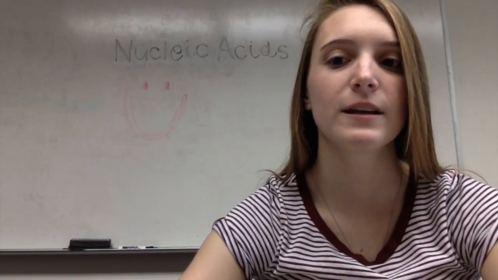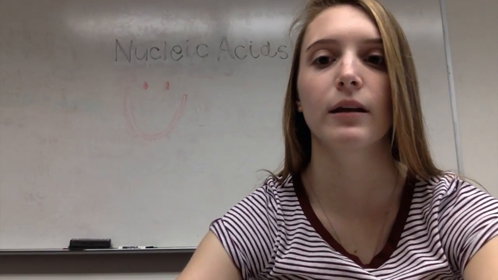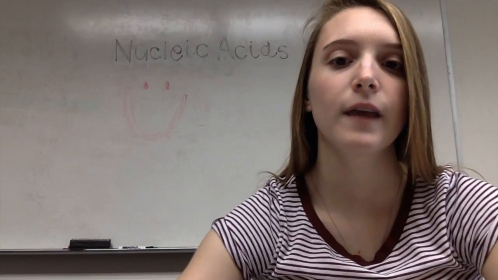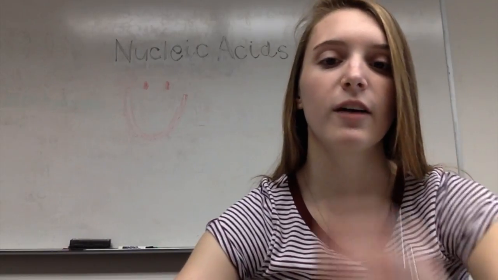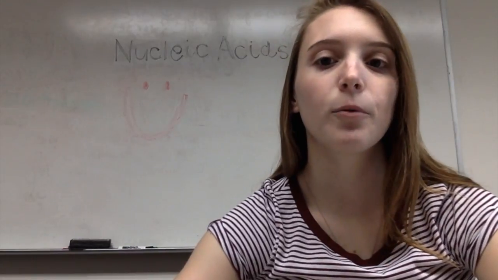A pyrimidine is a 6-membered ring of carbon and nitrogen atoms. Cytosine, thymine, and uracil are pyrimidines. A purine is a larger 6-membered ring fused to a 5-membered ring. The purine family includes adenine and guanine.